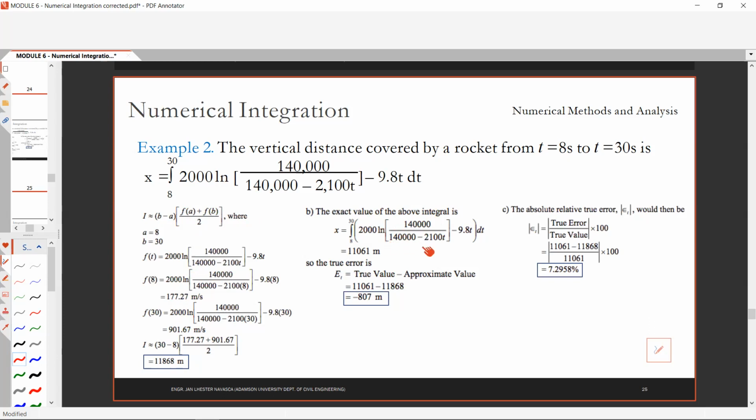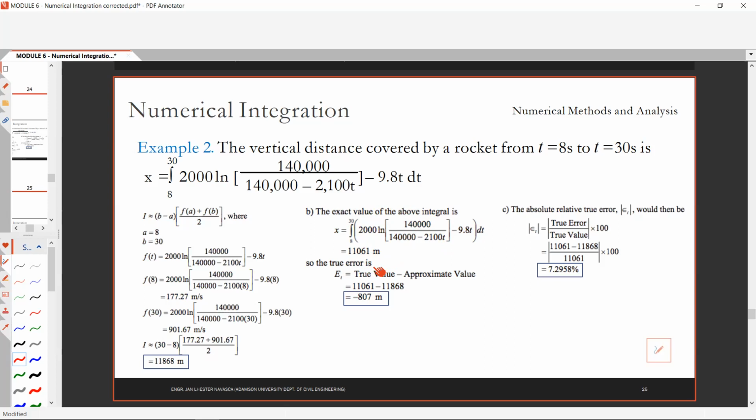Okay. So the exact value of the above integral given by this equation, so pwede nating i-derive yung integral na ito, di ba? So the integral of ln, okay, recall your integration formulas, okay, integral of ln and integral of 9.8t. Okay, integral na ito and integral na ito. So the answer is 11,061 meters, or you can use your calculator, okay, to get this one, 11,061 meters.